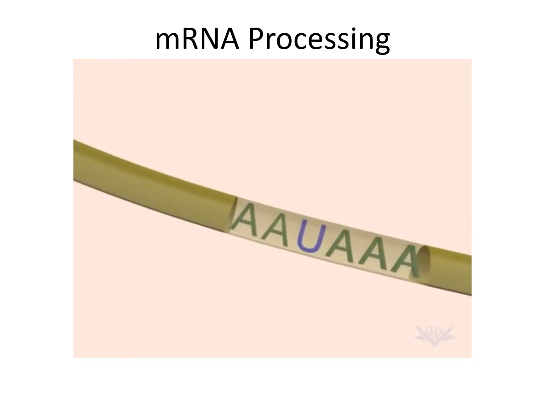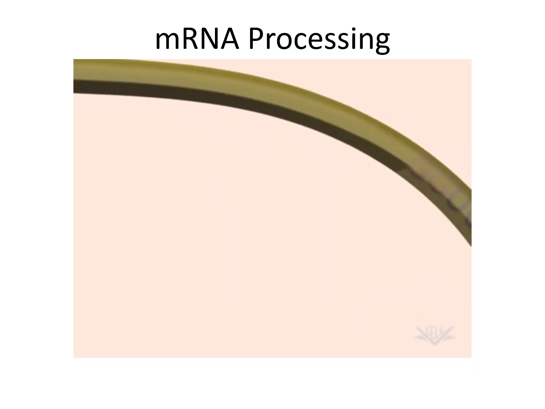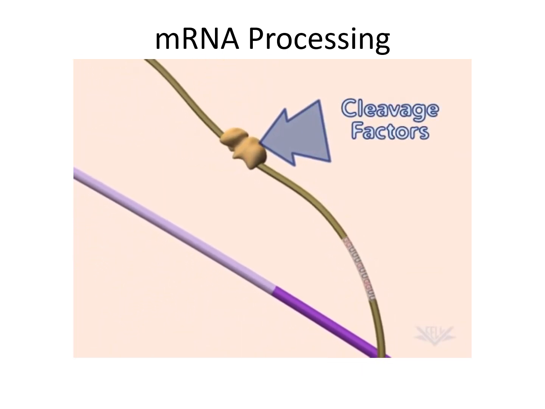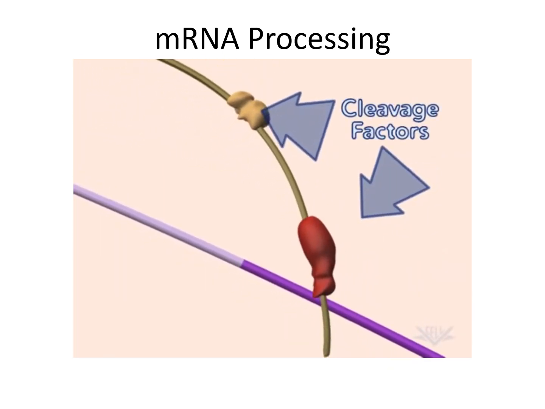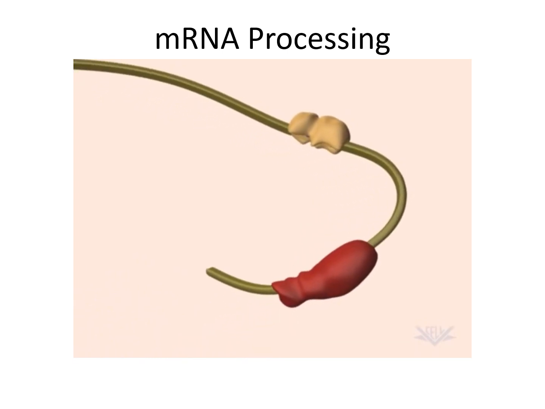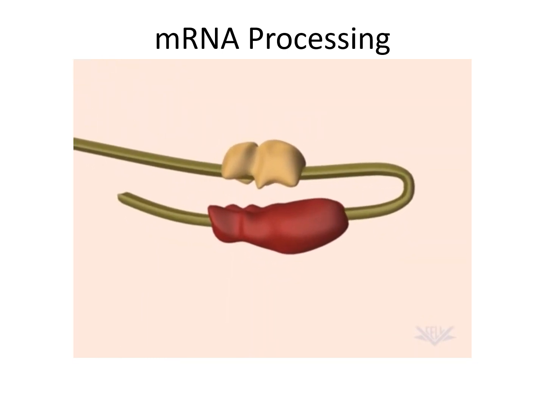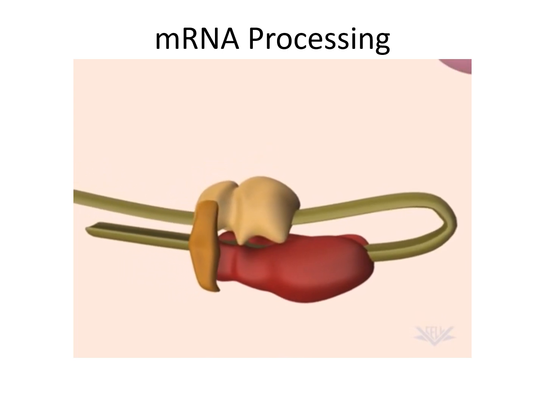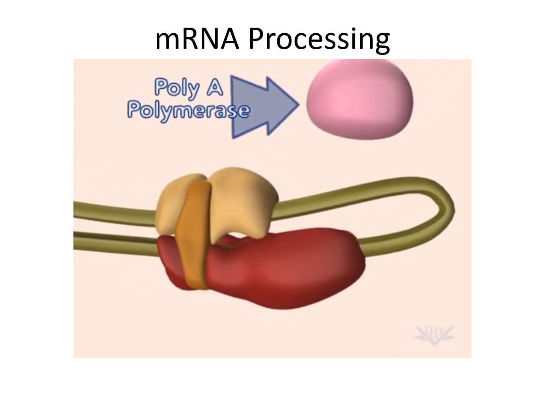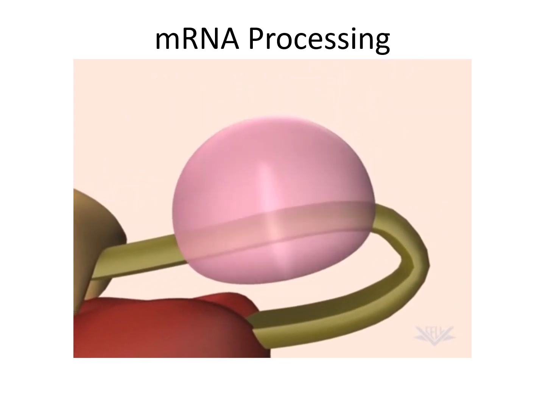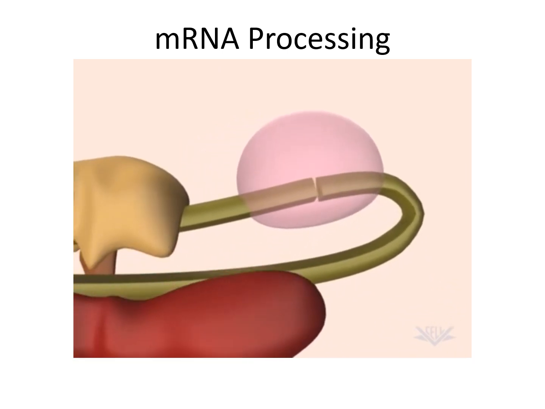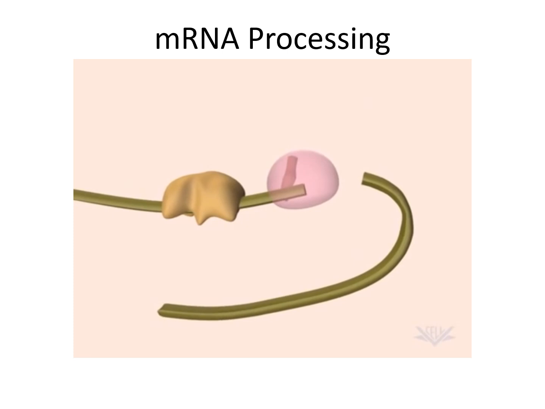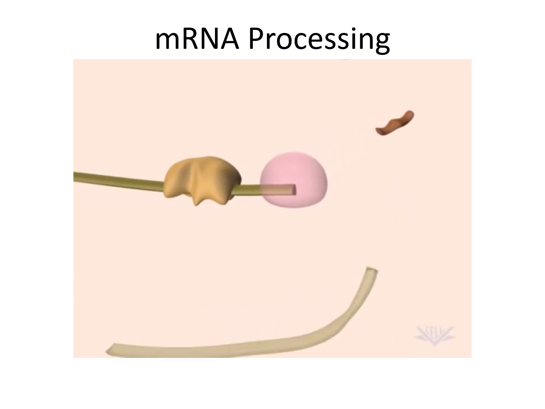Specific nucleotide sequences in the mRNA are bound by cleavage factors. The 3' end of the mRNA is next moved into the correct configuration for cleavage. Stabilizing factors are then added to the complex. Poly-A polymerase now binds to the mRNA and cleaves the 3' end. The complex begins to dissociate, and the cleaved 3' end quickly degrades.